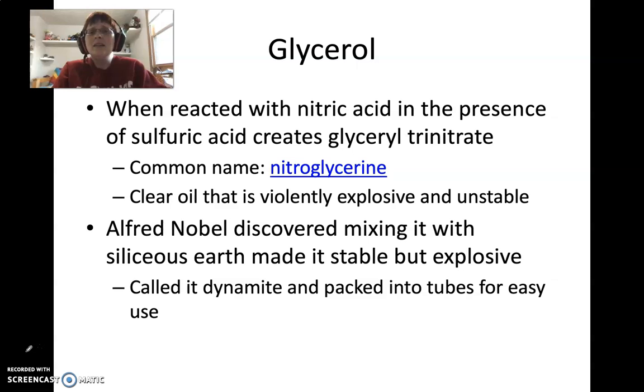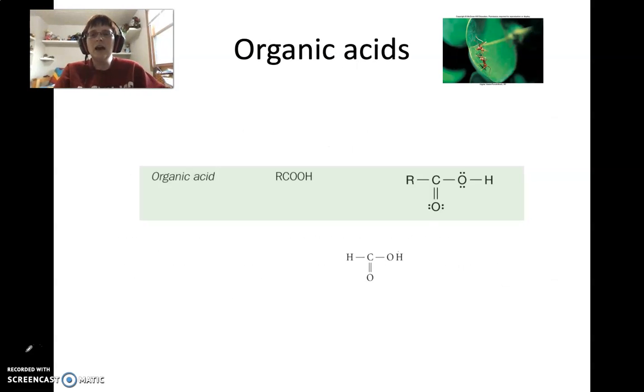And the money that he made, he was actually quite guilty about having created this very destructive material, and so he took that money and created the Nobel Prizes that you are familiar with today. So they were originally funded by the money that Alfred Nobel made off of creating dynamite. All right, that's the end of the alcohols.